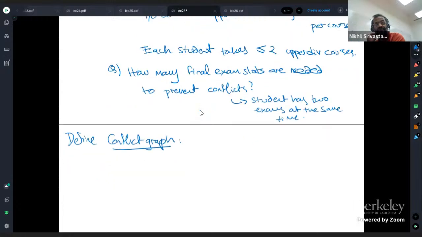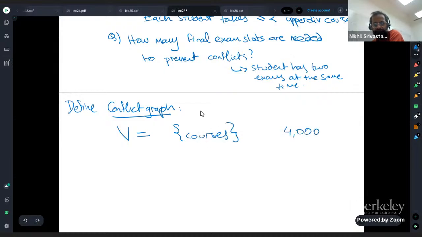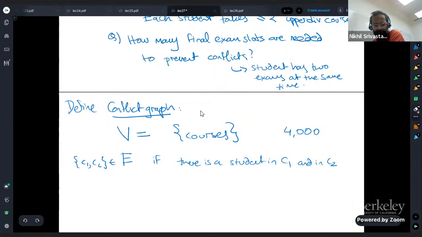I would say modeling the question as a graph itself requires some insight. So what are the vertices of the graph? The vertices are going to be all the courses. So there are 4,000 courses. And what are the edges going to be? I'm going to say two courses, C1 and C2, are an edge if there is a student in both those courses. I should phrase this: if there's a student in C1 and C2 both. Okay, so one of these 20,000 students is taking both the courses.